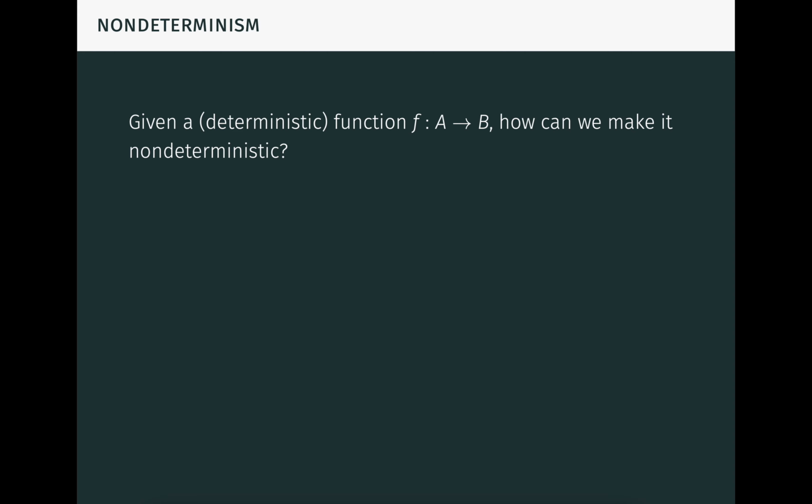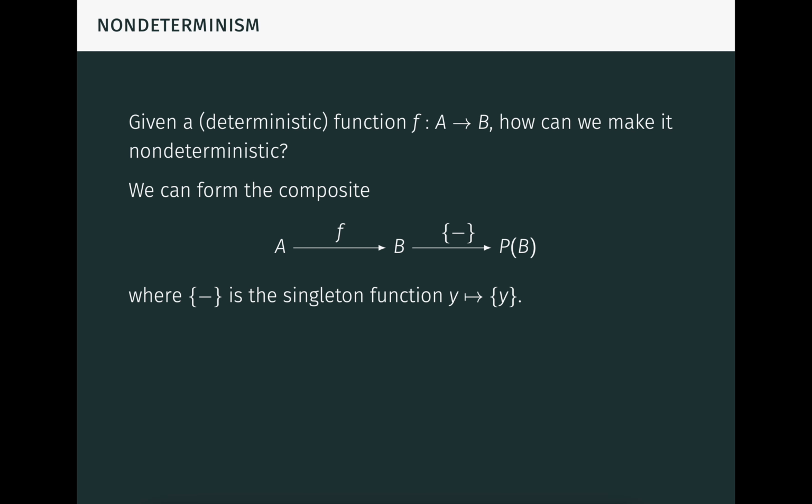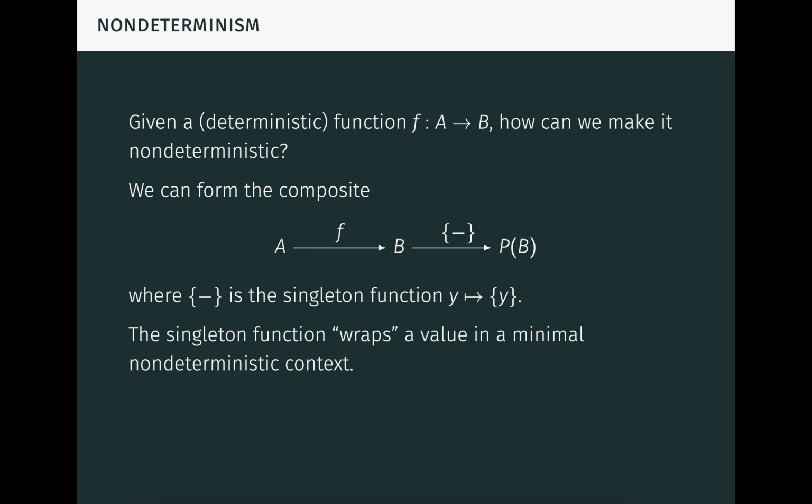One question that immediately arises is, given an ordinary deterministic function, how can we make it non-deterministic? The answer is that we can compose the function with the singleton function, which maps an element to the singleton set containing it. Notice how the singleton function wraps a value in a minimal non-deterministic context. It can also be viewed as a non-deterministic identity function. This perspective will be useful later.